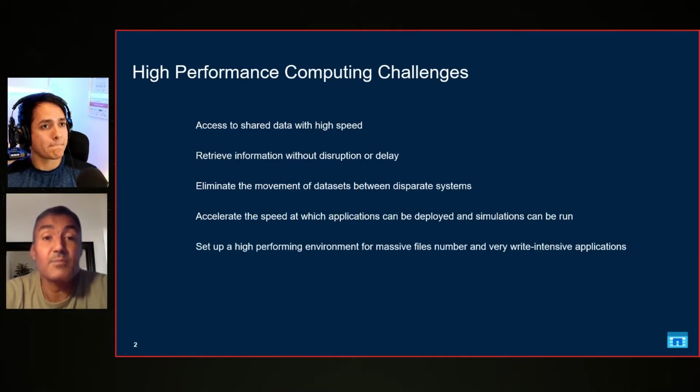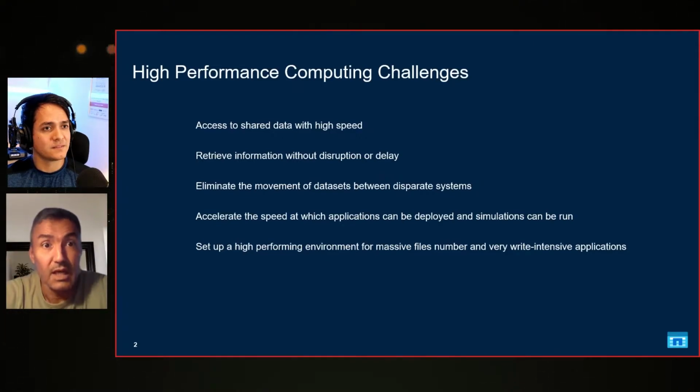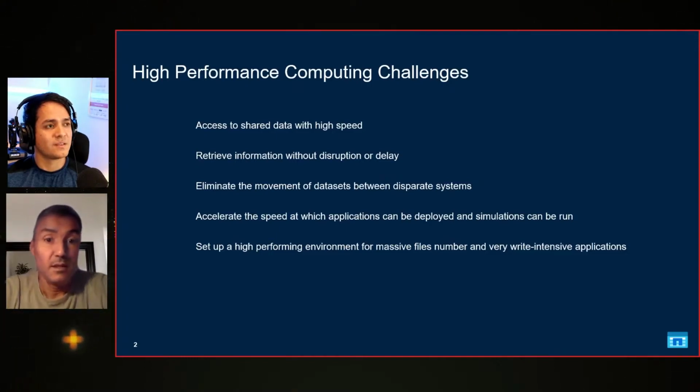This sets up a high-performing environment for massive file numbers and very intensive applications. Once again, high performance is the word that comes up often when we talk about Azure NetApp Files. With Azure NetApp Files, you will have highly performing storage for your compute, for your high performance computing workloads.